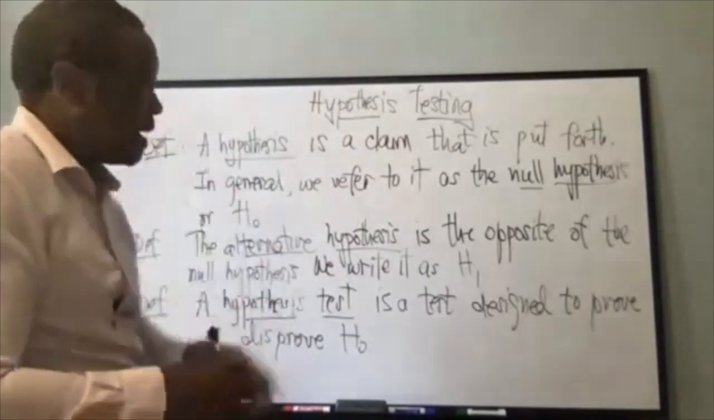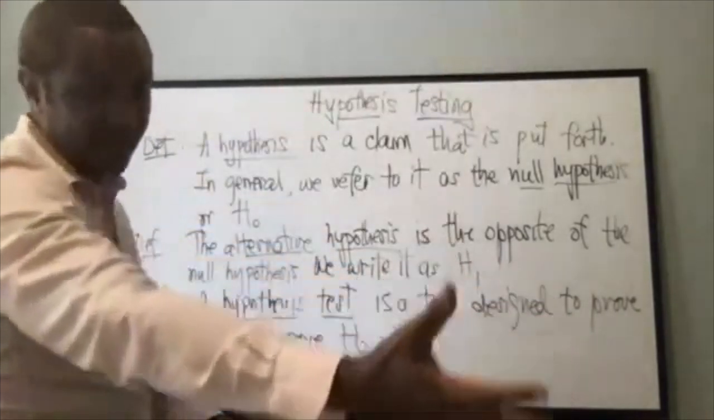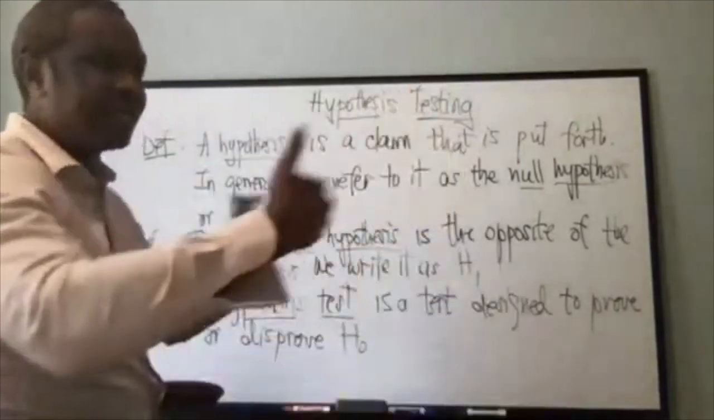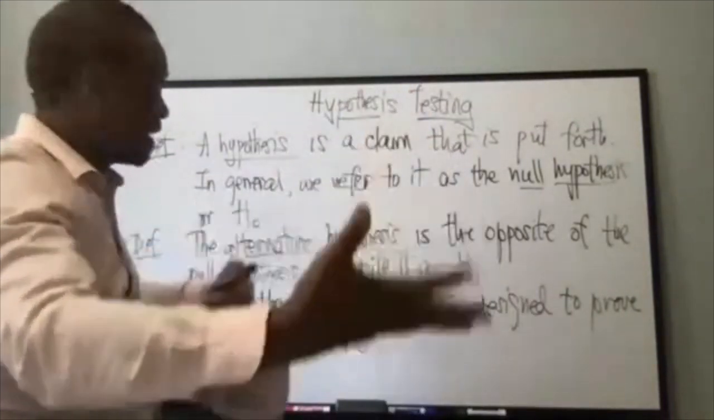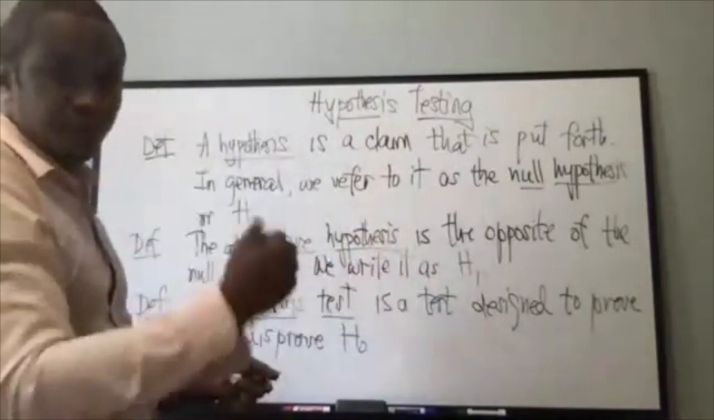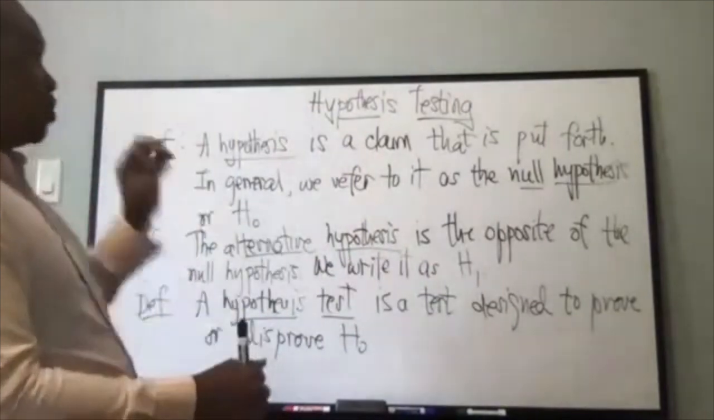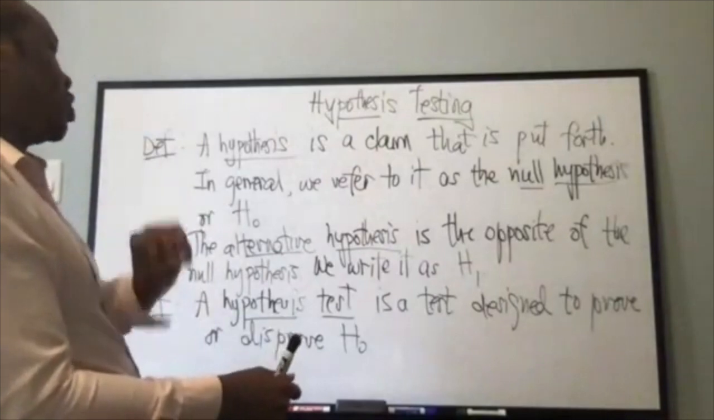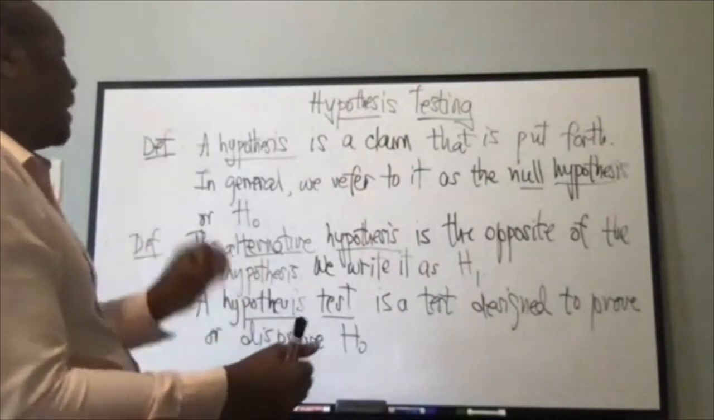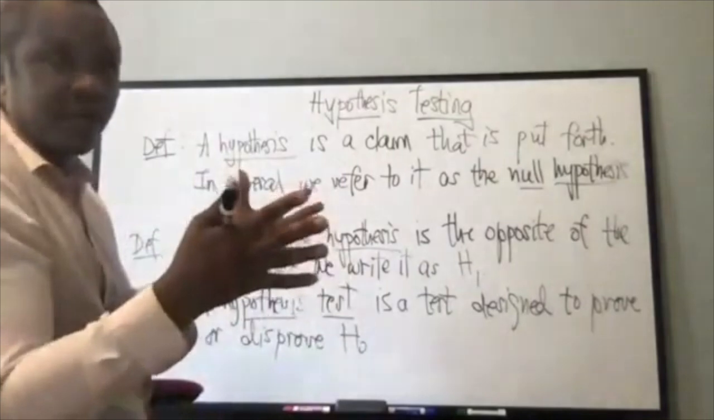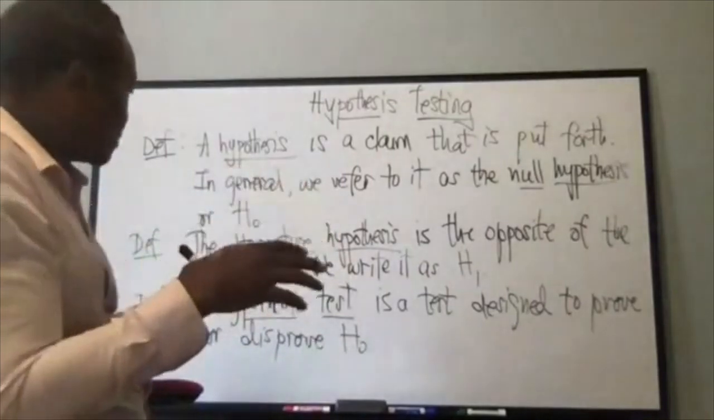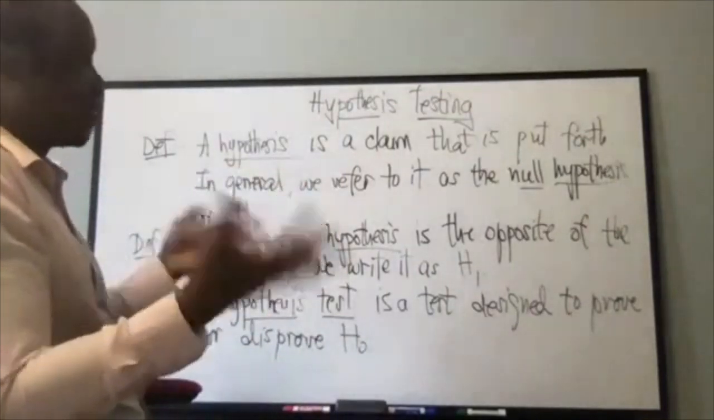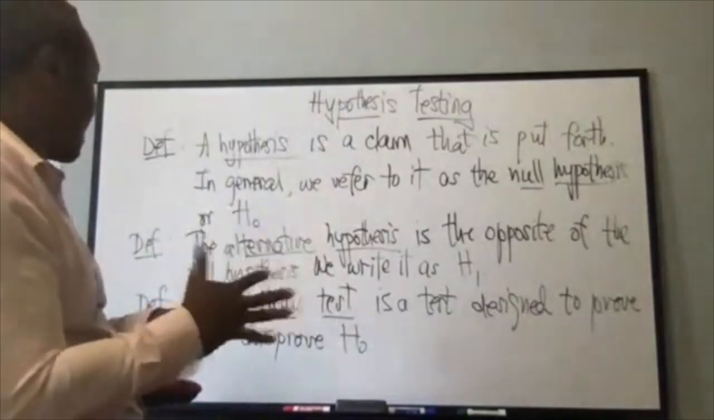So you have H sub 0, which is the null, and H sub 1, which is the challenger, right? And they're going head to head, and at the end of the day, there's going to be a winner and a loser, okay? We have to use some kind of mathematical or statistical techniques to help us determine who is going to win. It'll never be a draw. There's always going to be a winner, okay?